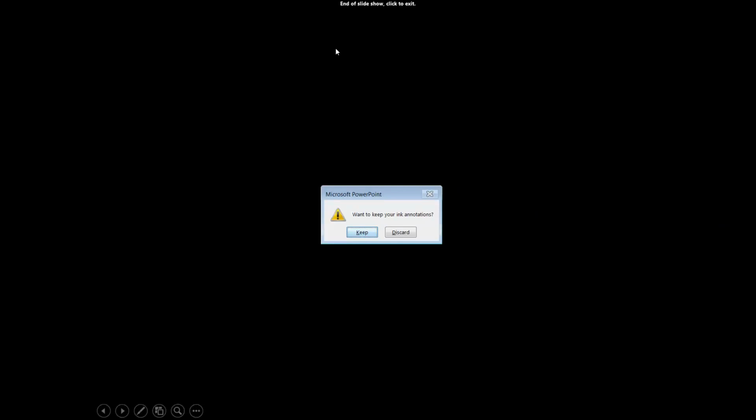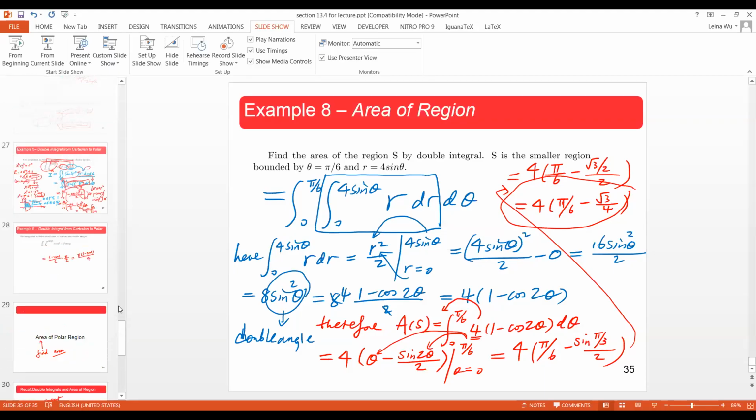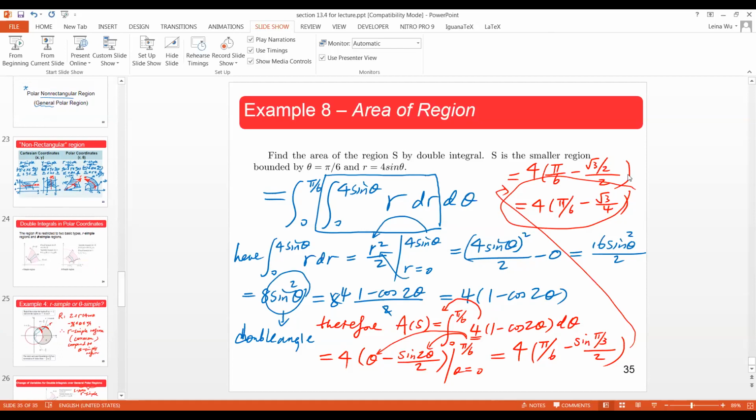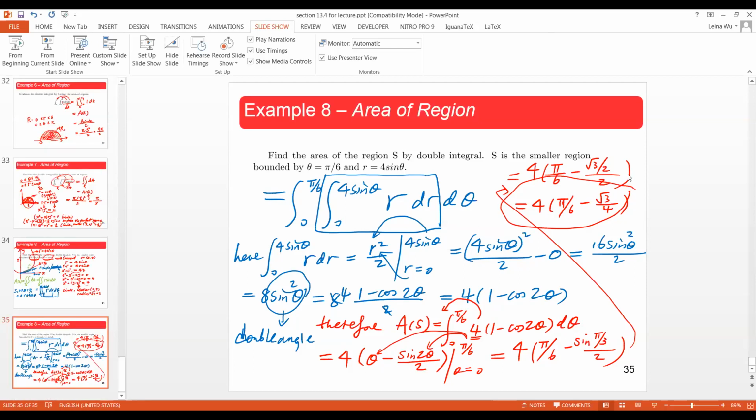Let me see, I'm going to exit this slideshow and keep all the annotations. Next, we're going to talk about a new section, which is pretty short. So we're going to just cover it here. Share.